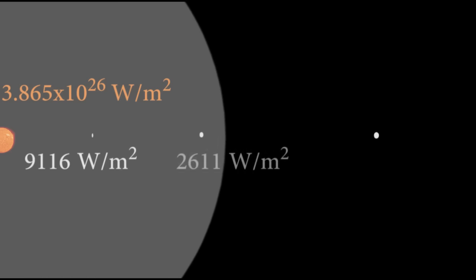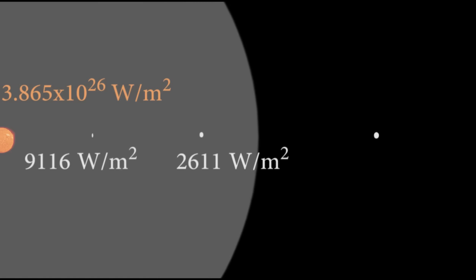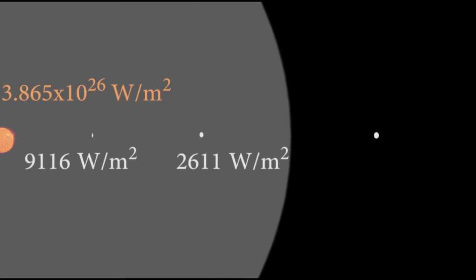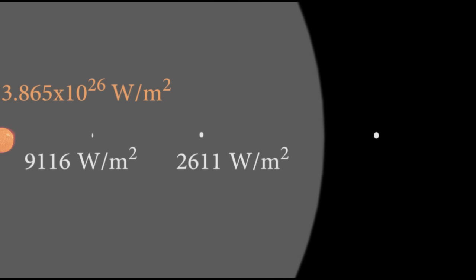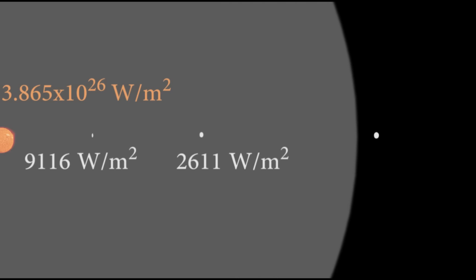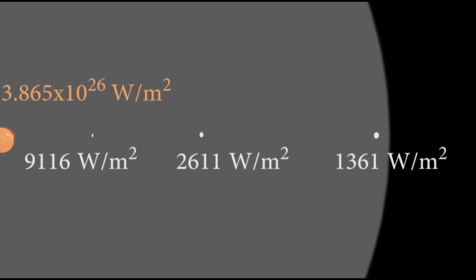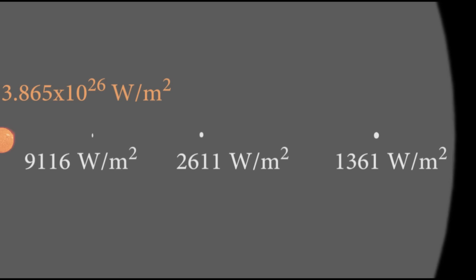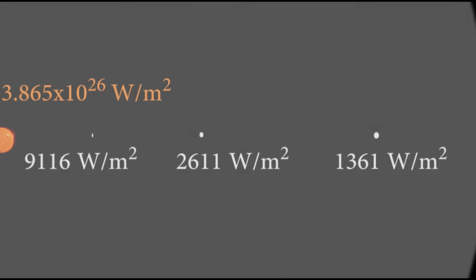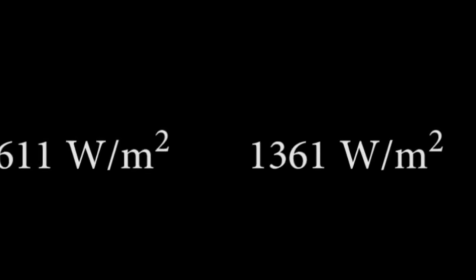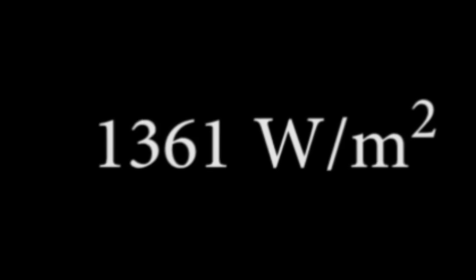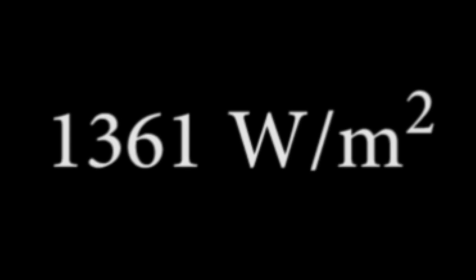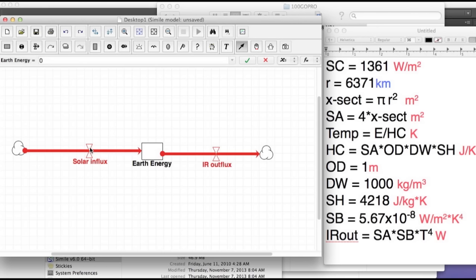By Venus, it's down to 2,611 watts per square meter, but we're trying to model an Earth-like planet, and here on Earth, the radiation reaches us with a mean value of 1,361 watts per square meter, the best modern estimate from a paper in 2011. So we'll use 1,361 watts per square meter as a solar constant in our model. That's the energy density hitting a flat surface perpendicular to the rays of the sun.